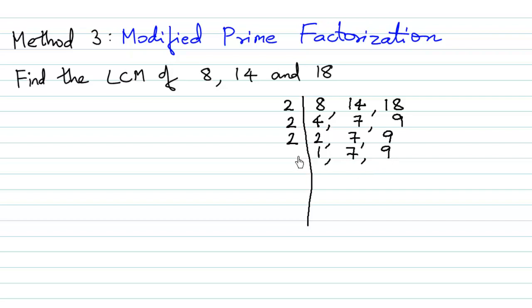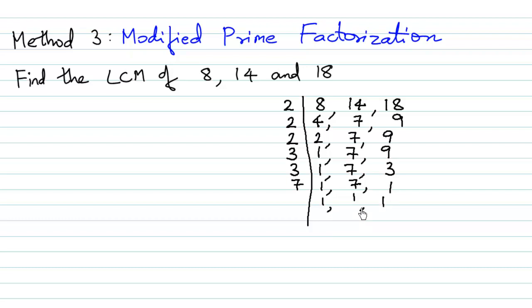And then, since none of the numbers are divisible by 2, we should try for 3. But 7 and 9 are not divisible by 3. No, it's 9. 9 is divisible by 3. So we should take 3. 3 3s are 9. And we are going to bring down 1 and 7 as they are. And again, 3 1s are 3. And bring down the 1 and 7 as they are. And then we shall directly go for 7. 7 1s are 7. And bring down the 1 as it is. And when we get 1 in the last line, all the numbers are 1, then we are done with this prime factorization.